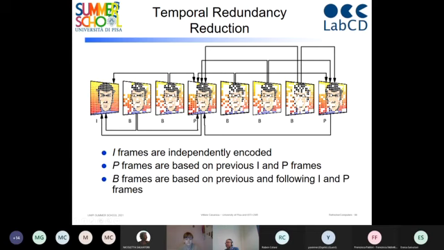Then it can encode the P frames, which have knowledge only of the previous ones. Therefore, the P frames need to know only the previous ones. But then, having all of them together, the encoder can encode those B frames, taking knowledge of the past ones and the next ones.